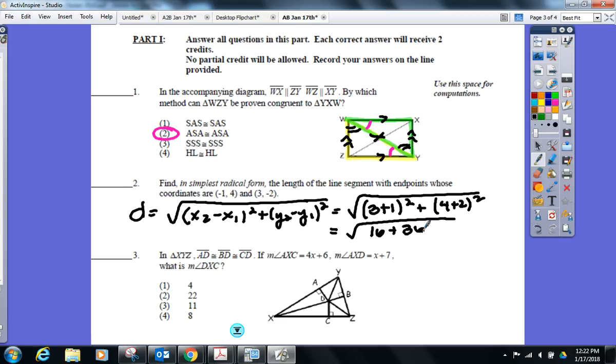Square root of 52. Direction said what, though? Simplest radical. All right, how much practice have we gotten with this year? A lot. Probably more than you had last year. Anybody know the biggest perfect square that goes into 52? 4 and 13. Square root of 4 is 2, and then square root of 13.